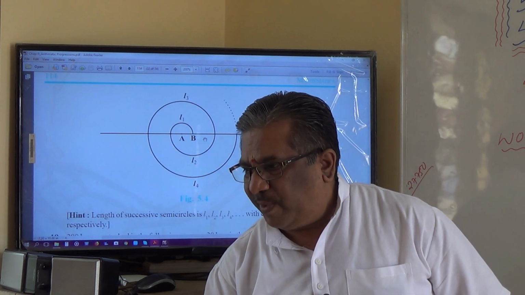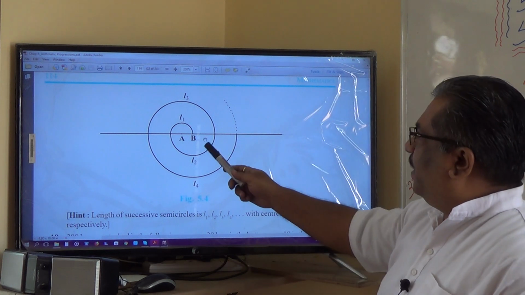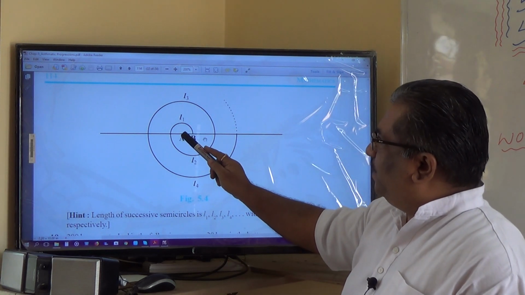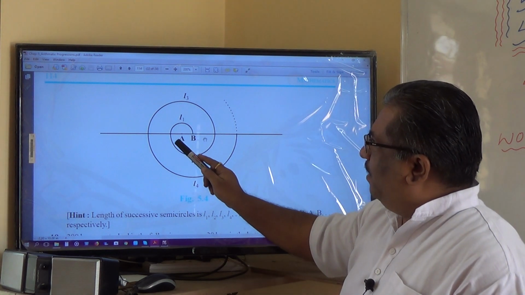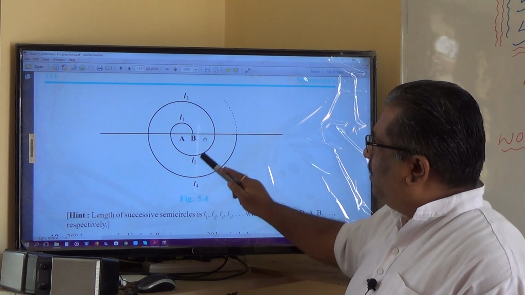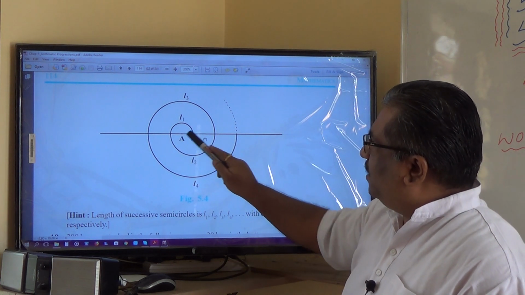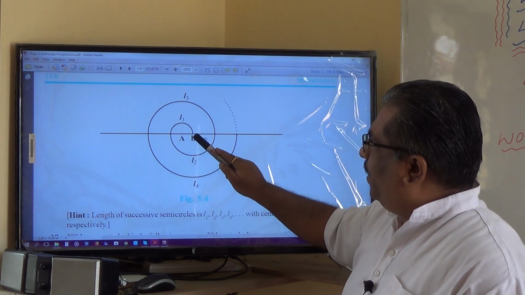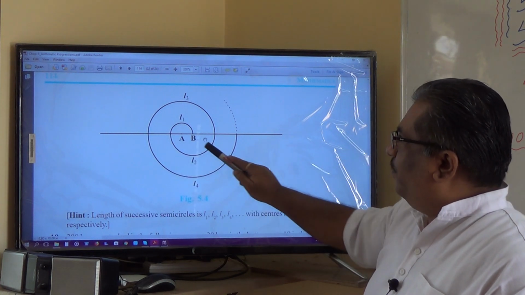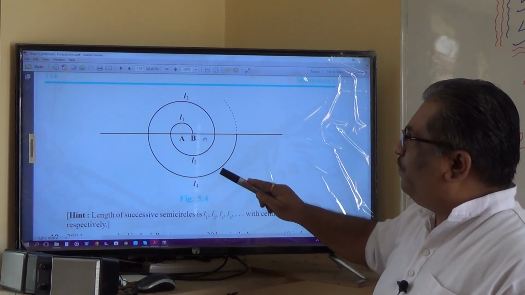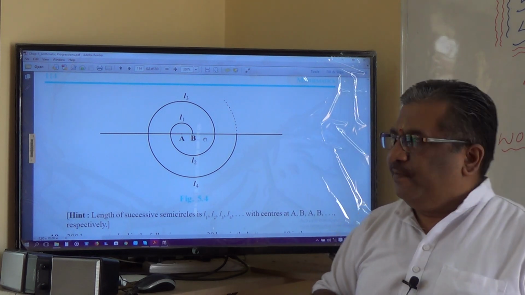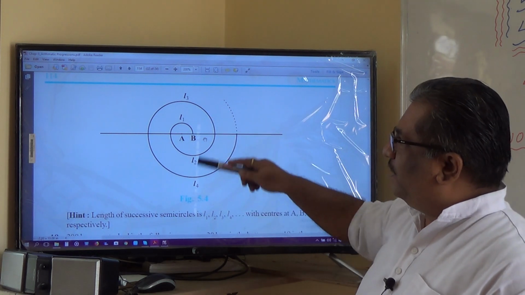So this is how the spiral is made up. From first A as the center, draw one semicircle, and with B as a center, draw this semicircle. With A as the center, draw this semicircle. With B as center, draw this one. This is how the spiral is made up. So we will consider the total length of the spiral.